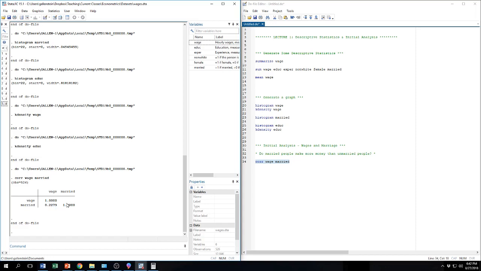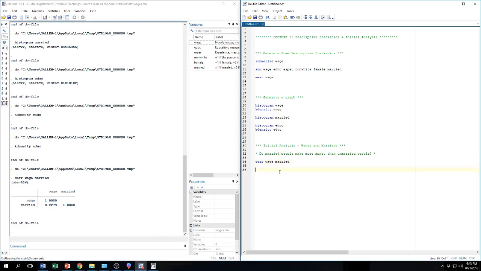Now, you'll notice that it's positive. A positive correlation coefficient means that when you're married, you tend to have higher wages. That means that the variation in marriage indicates a positive relationship: as you become married, your wages tend to be higher. If this was negative, that would mean that if you were married, you would tend to have lower wages.